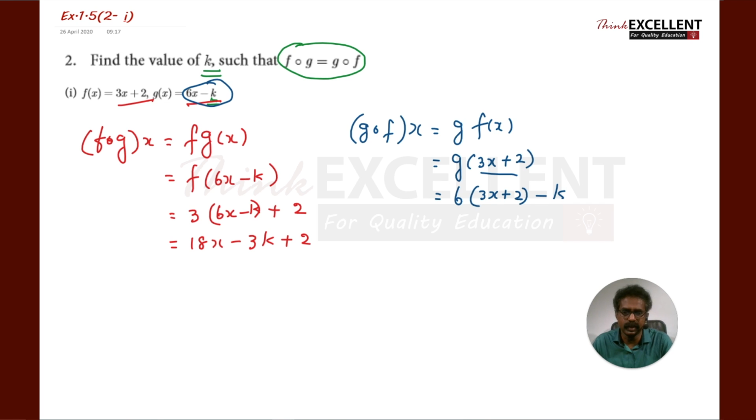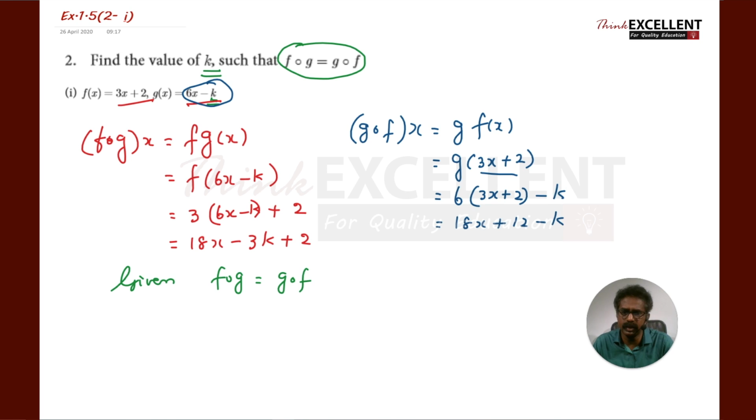Substitute by this 6. So what do you get? 6 3s are 18x plus 6 2s are 12 minus k, right? So multiply the 6 into 3x, 18x, plus 6 2s are 12, minus k. Okay, both the values you got, right? Now you see what is given in the question. It is given in the question that F composition G is equal to G composition F.